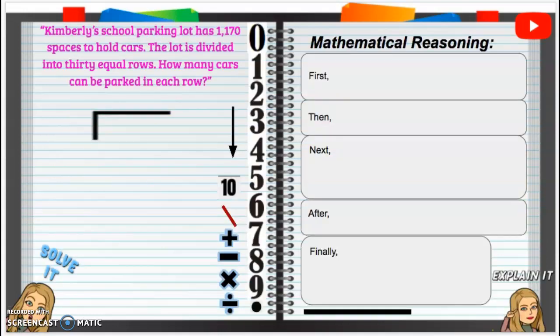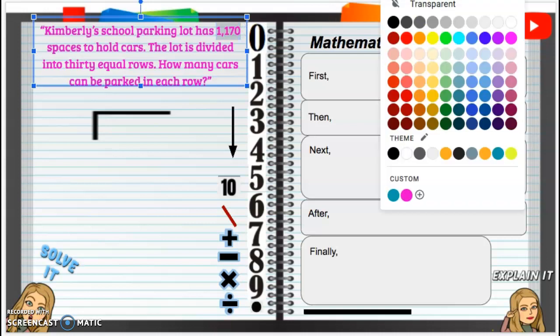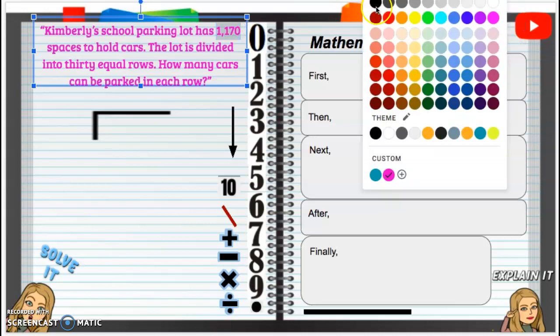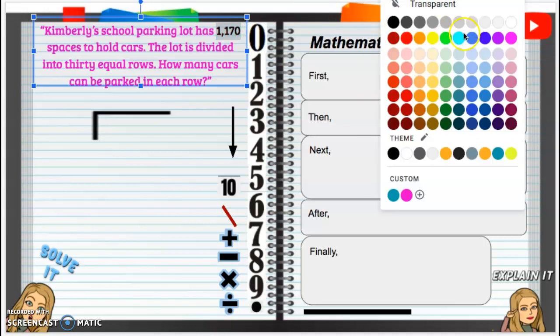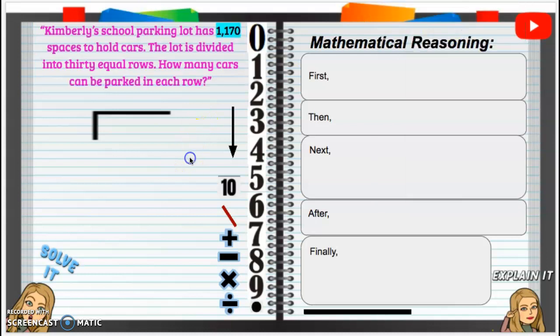Kimberly's school parking lot has 1,170 spaces to hold cars. The lot is divided into 30 equal rows. How many cars can be parked in each row? So the parking lot has 1,170 spots. Let's highlight that. So we have 1,170 spots.